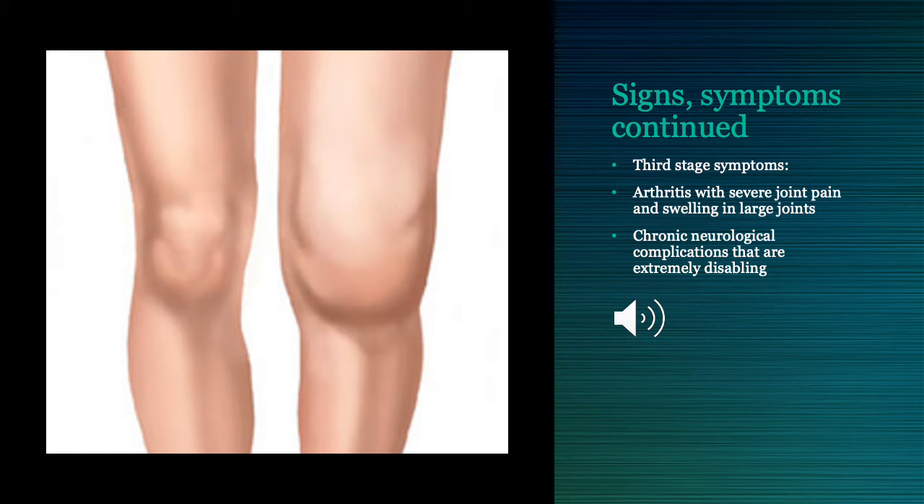The third stage develops after several weeks or months and is characterized by arthritis with severe joint pain and swelling in large joints and chronic neurological complications that are extremely disabling.